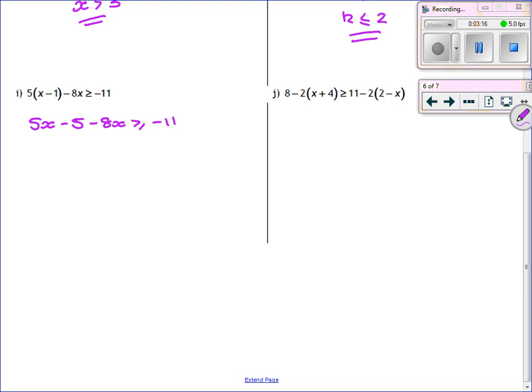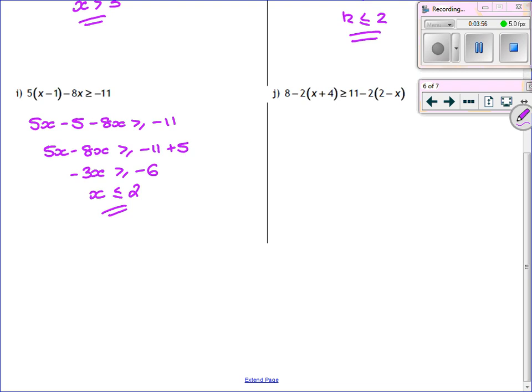So let's change sign and simplify. So that's going to give me 5x minus 8x is bigger than or equal to minus 11 plus 5. So we have minus 3x is bigger than or equal to minus 6. And again, we're dividing both sides by a negative. So divide both sides by negative 3. So we get x is less than or equal to minus 6 divided by minus 3, which is positive 2.